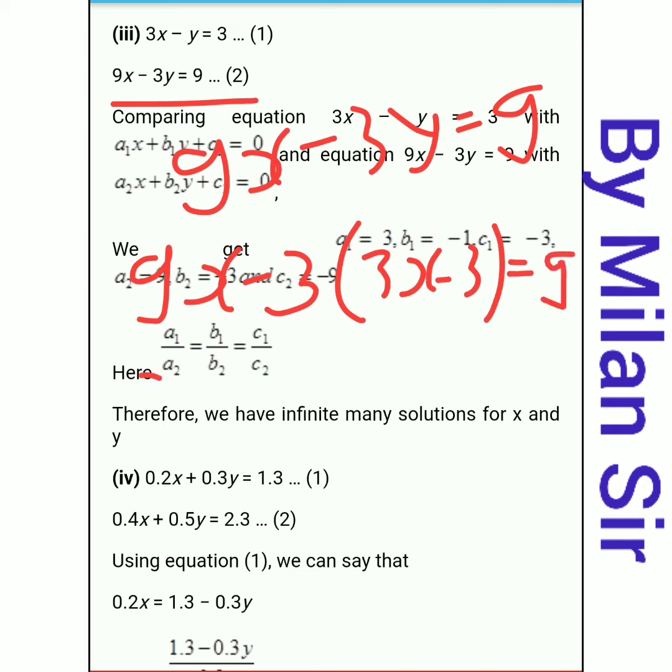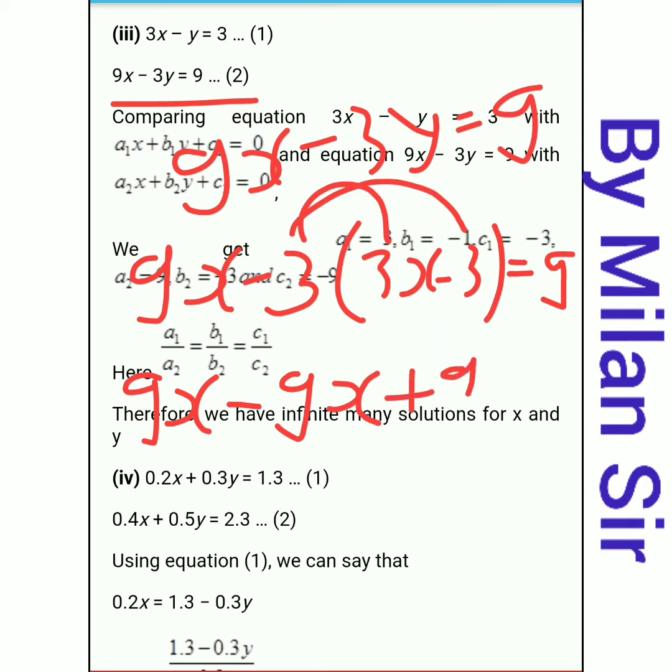Now simplify this. So 9x, now 3 is multiplied with 3x. 3 threes are 9x, and 3 is multiplied with 3. So minus minus plus, 3 threes are 9, is equal to 9. Now plus 9x minus 9x cancels, it is 0. So what you get? 9 is equal to 9.